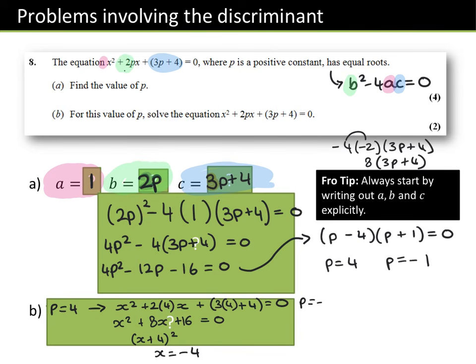Now, if p equals minus 1, we're going to have x squared plus 2 lots of minus 1 x plus 3 lots of minus 1 plus 4. So that's actually going to give me x squared minus 2x. 3 times minus 1 is minus 3 plus 4, which is minus 1, which equals 0.